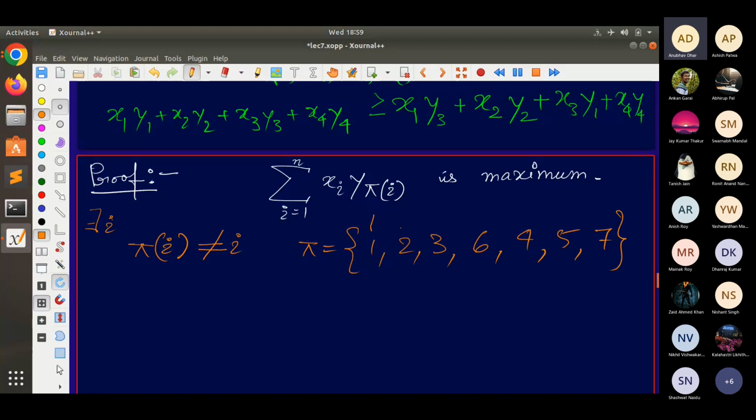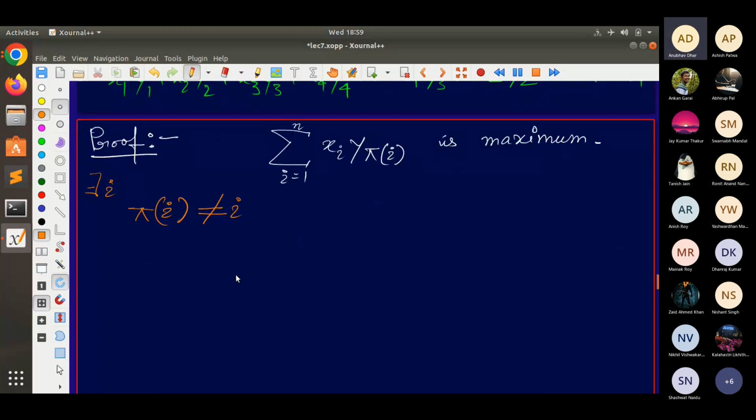So this is pi of 1, this is pi of 2, this is pi of 3, this is pi of 4. So this particular value pi of 4 is not equal to the numerical value 4. So you consider I equal to 4. So for any permutation that is not exactly the identity permutation, this must hold true. And assume that this is the first occurrence of such a value where the permutation is not equal to the actual value that was there.